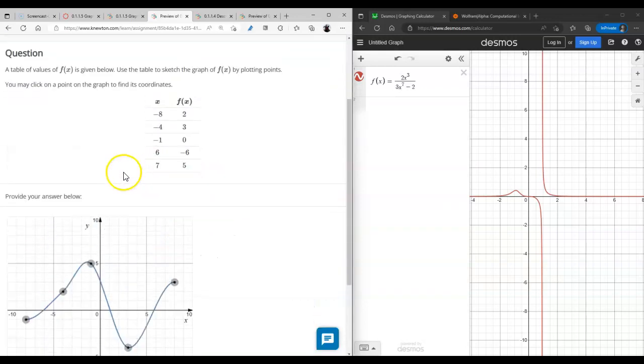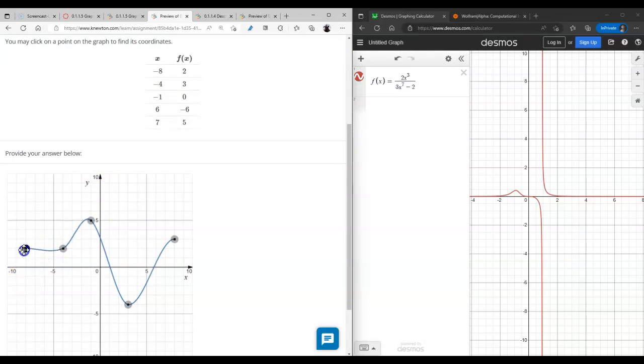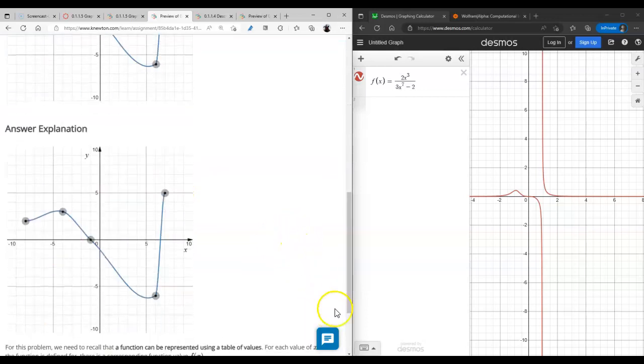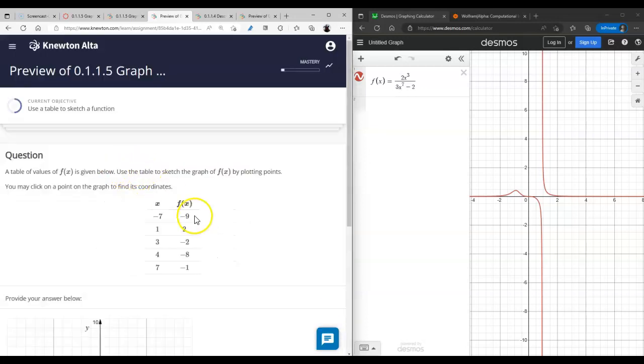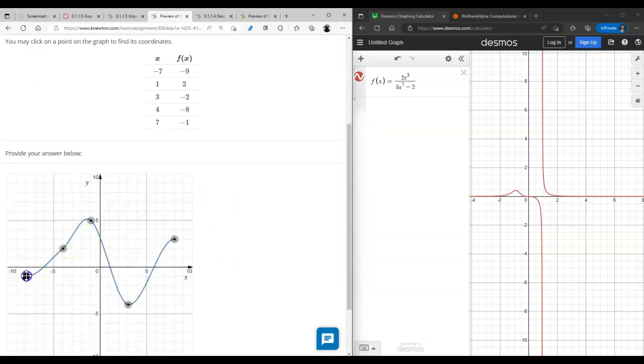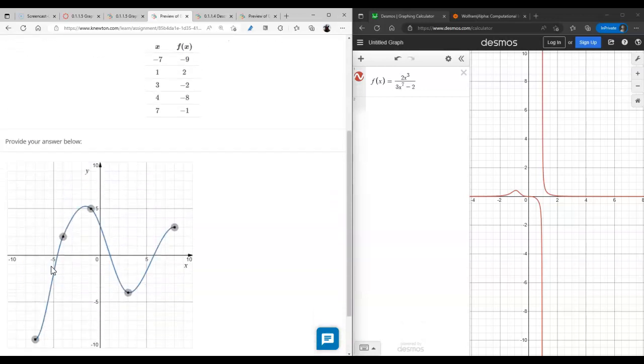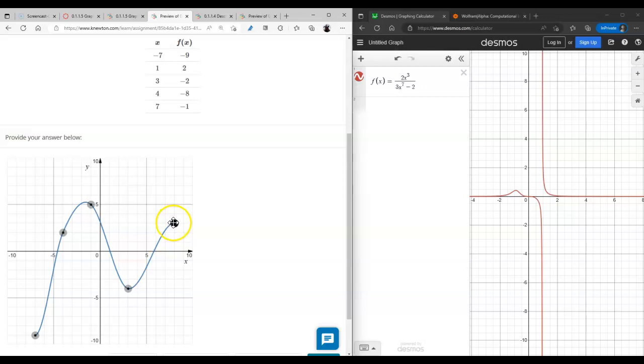Oh, another one. How could you not love this homework? -4, 3, -1, 0, 6, -6, 7, 5. Fun. Oh, more. It just doesn't stop, huh? Negatives. Ooh. Stay focused, right? -7, -9, 1, 2.